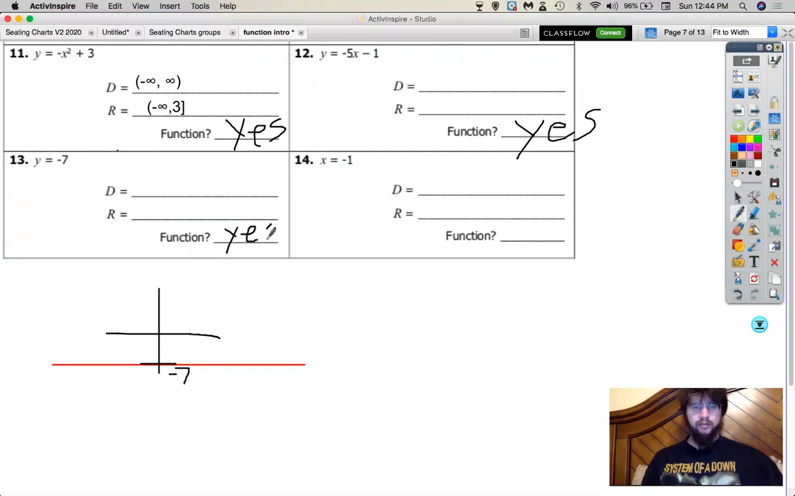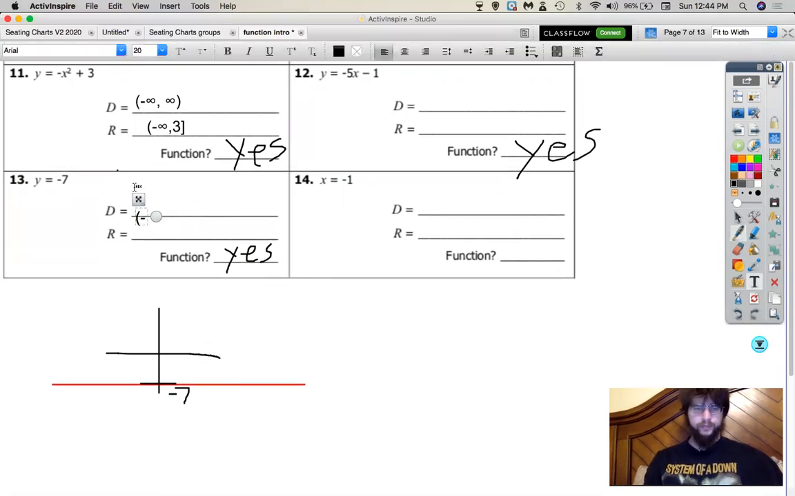What's my domain? Well, I can plug in any number I want to, can't I? What's my range? Well, what's always my y value? It's -7, that's it. Well, this is perfectly fine to be a function. Every single item in your domain maps to one output, one item in your range, that's the only thing you have in your range.